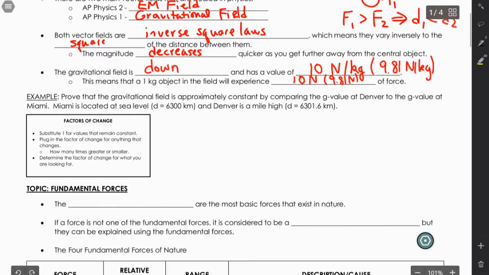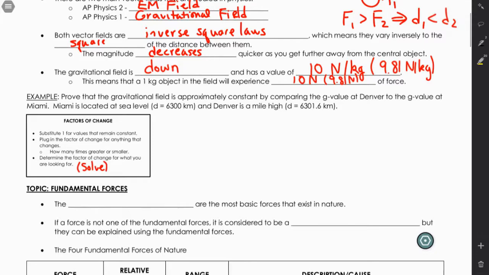We can do a quick calculation to show you how this field is constant through a method called factors of change. This little box describes the process. You have an equation. You substitute 1, the number 1, for values that remain constant. Plug in the factor of change for anything that changes, for example how many times greater or smaller it is compared to the other one. Then you determine the factor of change for what you're looking for.